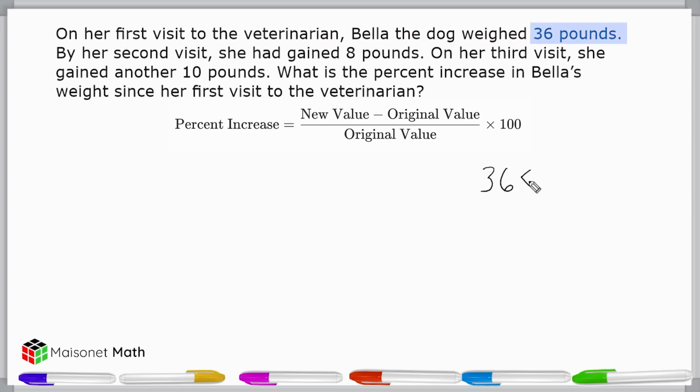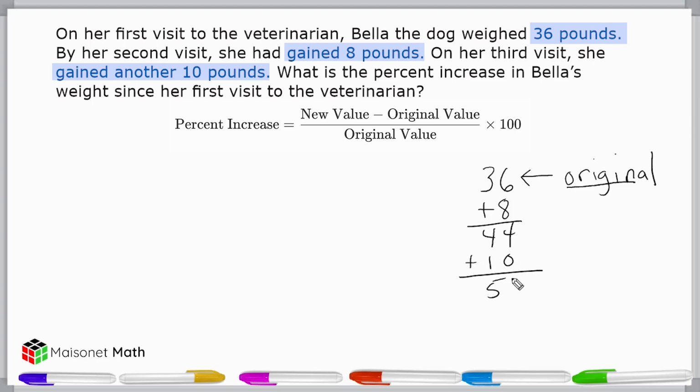So it says in the problem on the first visit that the dog weighed 36 pounds. So this number right here is the original value, or where we started. Notice that the word original has the word origin in it, which means where we begin. And then on the second visit, the vet sees that the dog gained 8 pounds. So the dog is now 44 pounds. And on the third visit, the dog had gained another 10 pounds, which puts that dog at 54 pounds. And this right here is the new value. So what we're going to do is plug these two numbers into our equation.